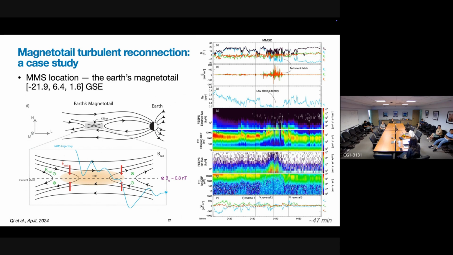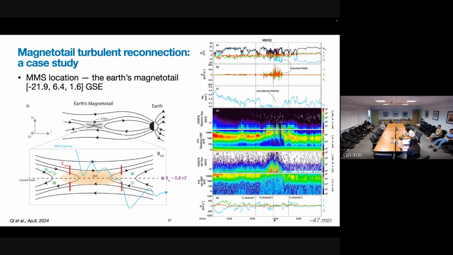During this 47 minutes, the last panel shows the ion velocity, and we can see the blue trace, which is also the X component, has several reversals marked by the perpendicular lines. Oftentimes the ion jet reversal is a good indicator for reconnection. Not necessarily the electron diffusion region, but whenever you see an ion jet reversal in the tail, you often know that at some point there is reconnection happening.